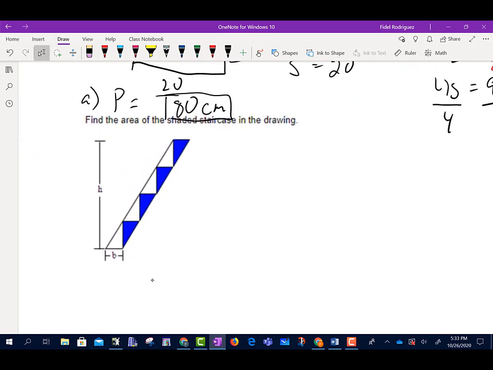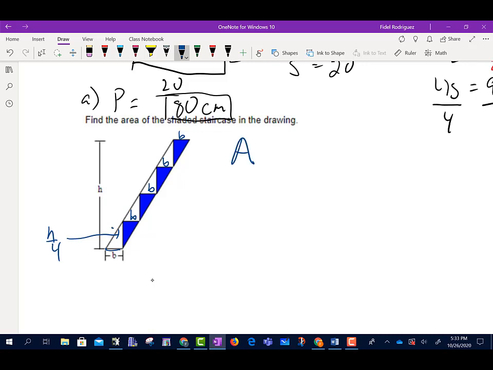So the next problem here says, can we find the area of the shaded staircase in the drawing? All right, so let's get a couple of things, see if we can figure out. The distance from here to here is B. Well, the distance from each of those is also going to be B, right? We know the height of the whole thing is H. So wouldn't the height of each of them be H over 4?